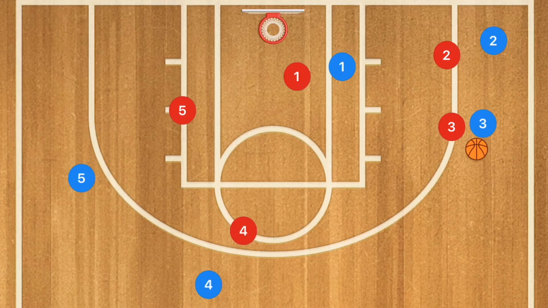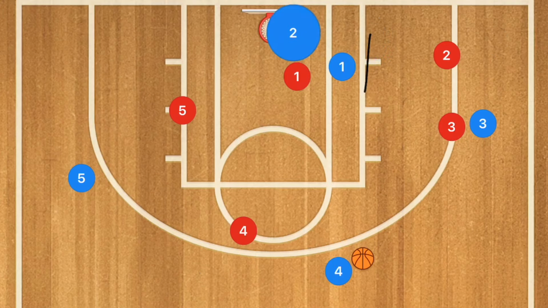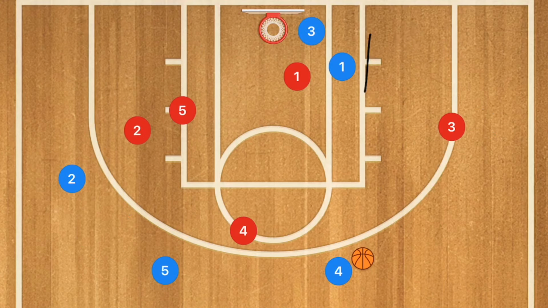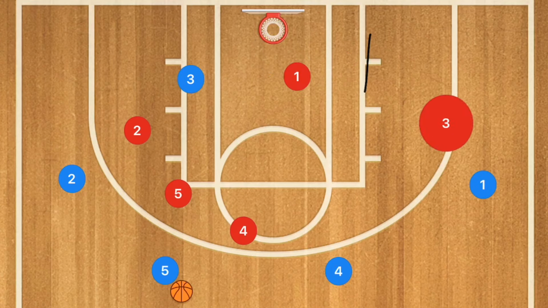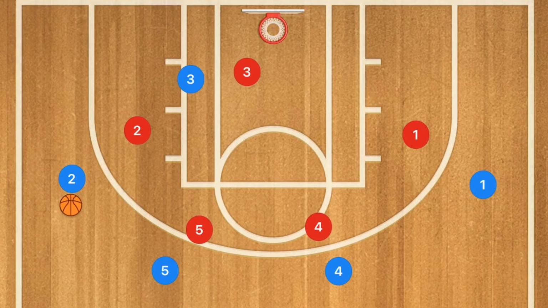From there, we can do the same thing. Pass and then screen. He's going to use the screen. He's going to be popping out. Player 3 is going to be using the screen, going down towards the low post. Player 1 is going to be popping out. And now we're going to have player 5 pass, cut. Now we're still in that triangle offense.